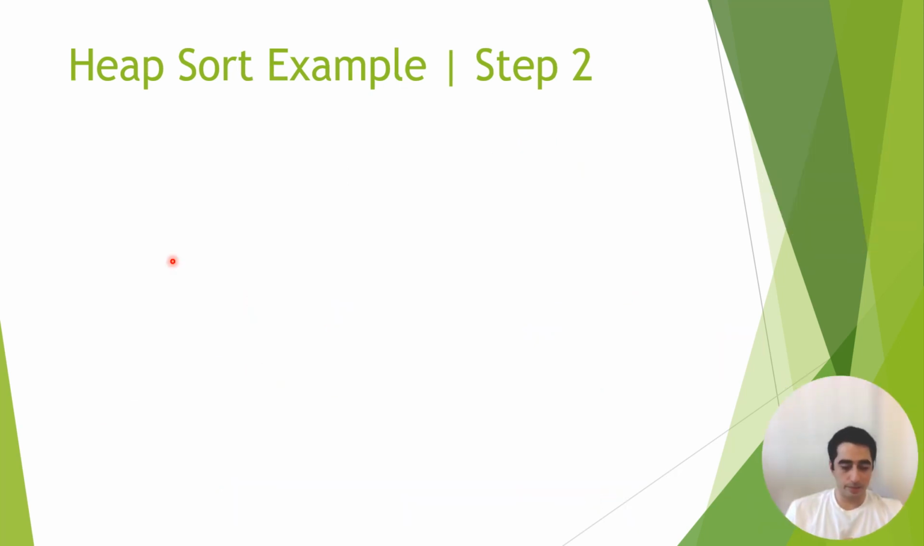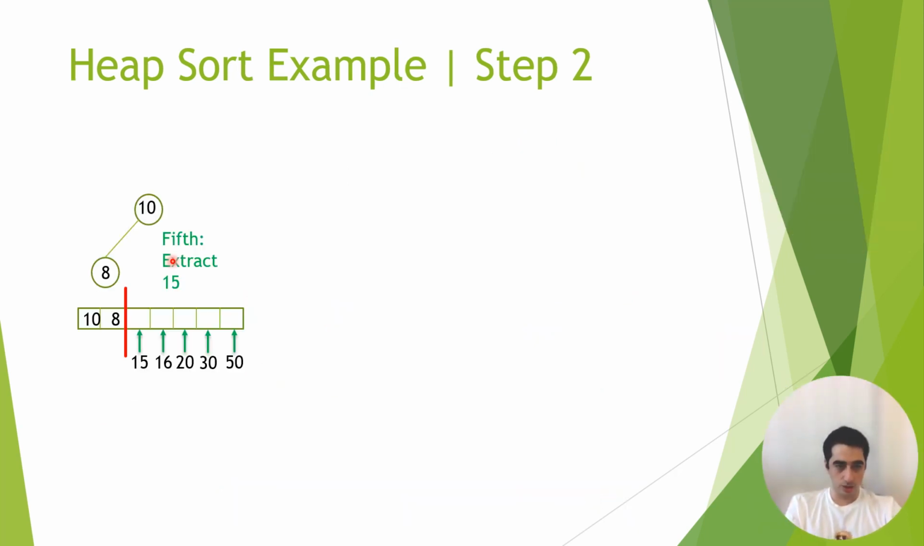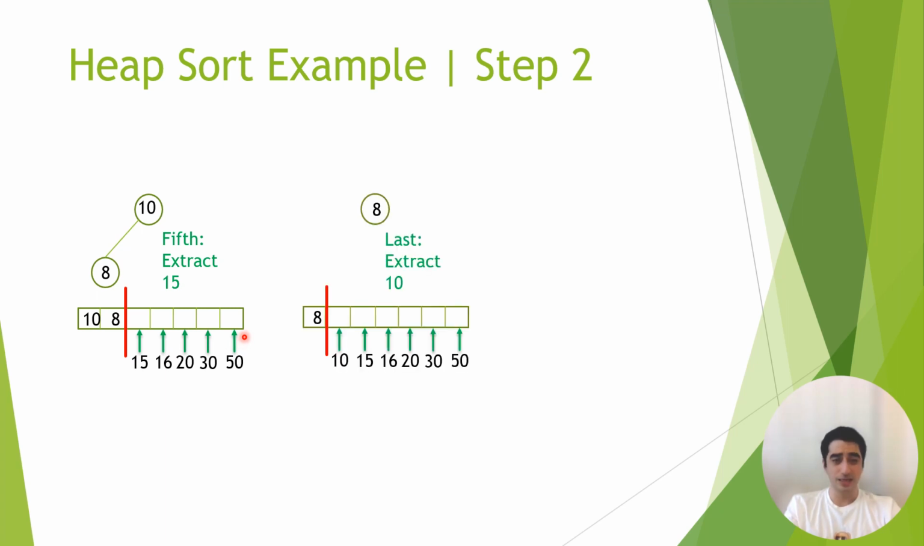And finally, to complete the heap sort operation, we need to do the remaining extract max operations. You're going to extract 15. Then you will have only 2 elements in the heap, and almost everything is sorted. Finally, you extract 10, and then you get the final sorted list. 8, 10, 15, 16, 20, 30, and 50 would be the elements stored in the sorted list.